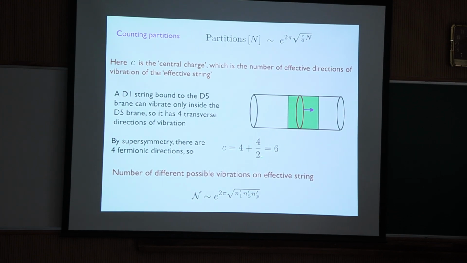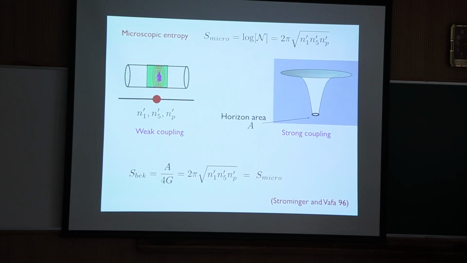There are also fermions coming from supersymmetry. Each fermion counts as half a boson. So we said put c equal to 6. It's all very precise. String theory leaves you no freedom. And then we got an answer for the number of states. If you put c equal to 6 here, you get this many states. And then you take the log of that, you get a prediction for the entropy.